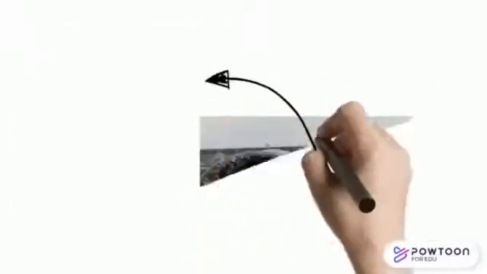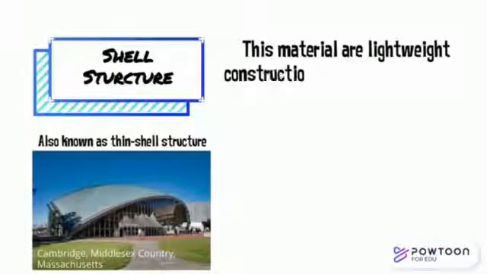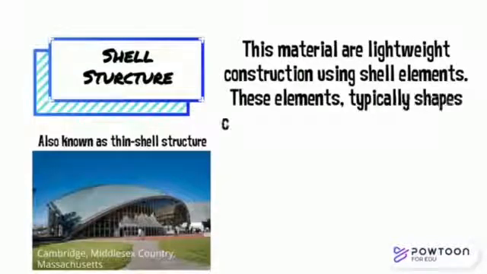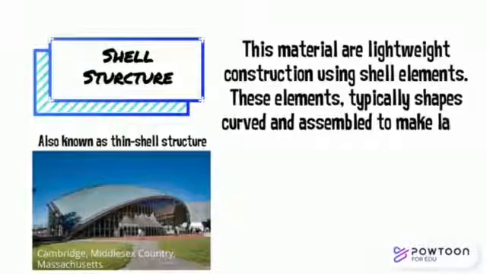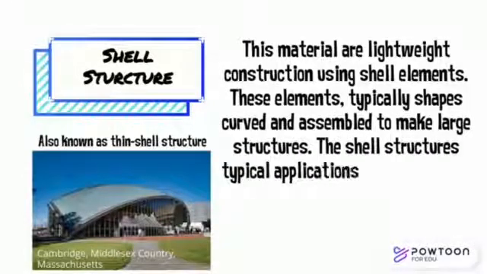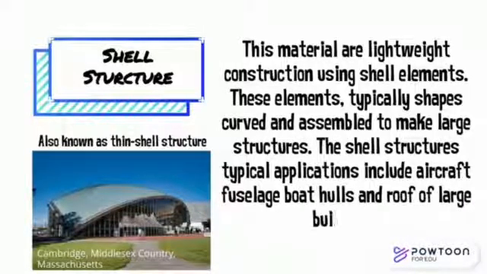As you can see in this picture, it is a shell structure or thin shell structure. These are lightweight constructions using shell elements. These elements are typically shaped, curved, and assembled to make a large structure. The shell structure's typical applications include aircraft fuselages, boat hulls, and roofs of large buildings.